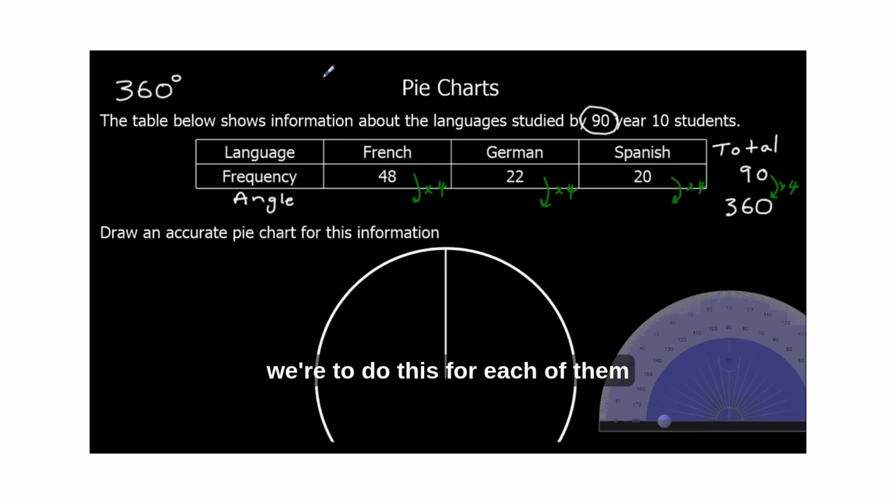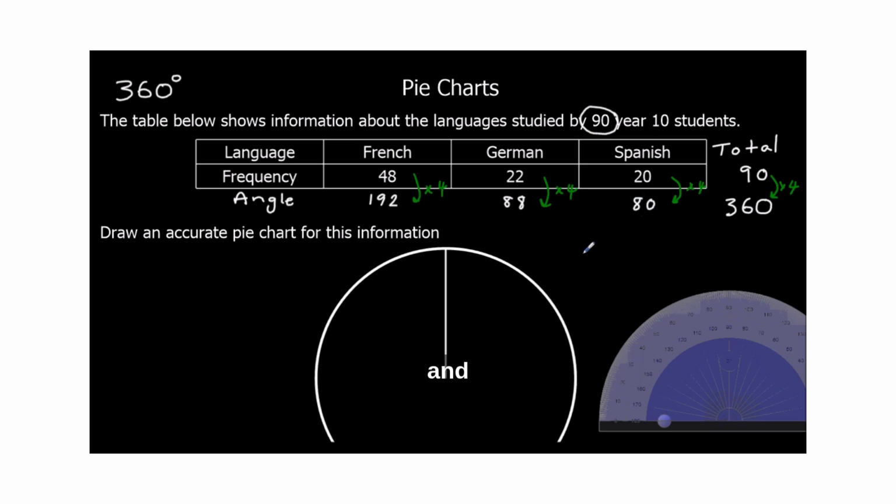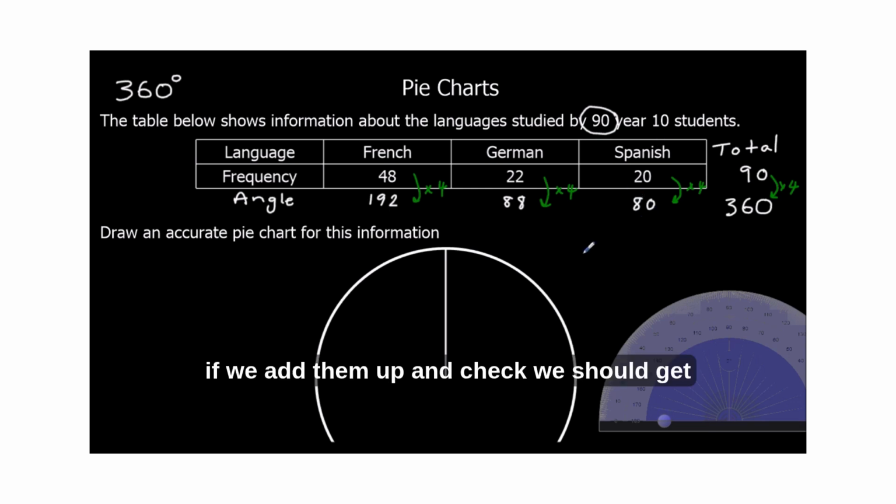So we're going to do this for each of them. So for French, we've got 48 times 4, which is 192. For German, we've got 22 times 4, which is 88. And Spanish, 20 times 4, that's 80. So here are our angles. We're going to draw 192 degrees for French, 88 degrees for German, and 80 degrees for Spanish. And if we add them up and check, we should get 360 degrees in total.